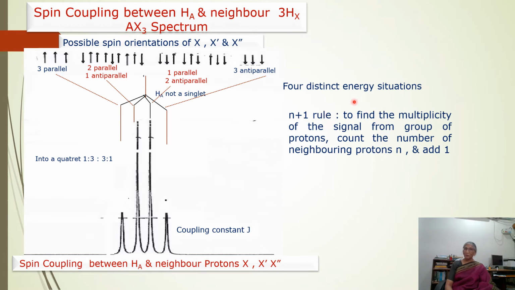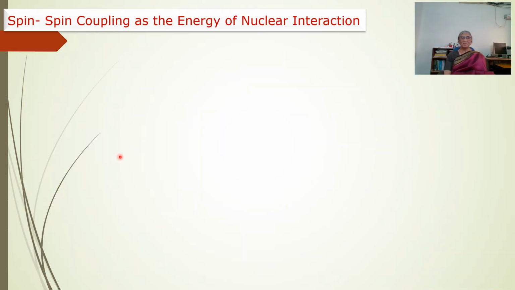So we can arrive at a rule that is known as the N+1 rule. If we wish to find the multiplicity of the signal from a group of protons, then we have to count the number of protons on the neighboring carbon atom. Suppose it is N, then we add 1 to it and it gives the multiplicity of the signal. Let us discuss spin-spin coupling in detail.